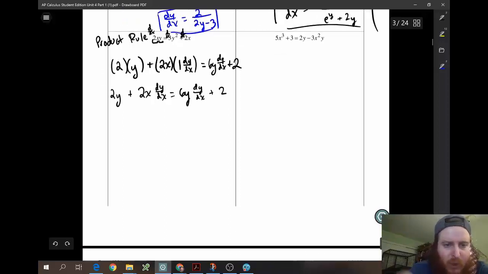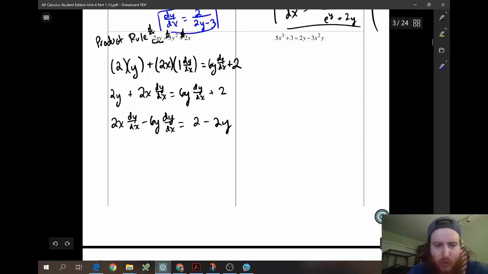We want to move everything with the dy dx to the left side, everything without to the right side. So 2x minus 6y, oops, forgot the dy dx. 2x dy dx minus 6y dy dx, right? The 6y changes signs when it moves sides, equals 2 minus 2y, right? The 2y changes signs when it moves over.